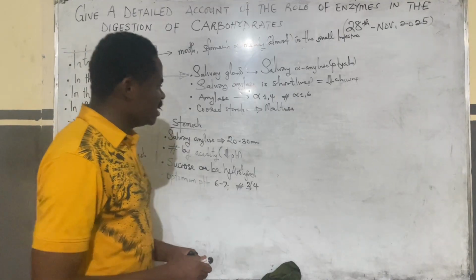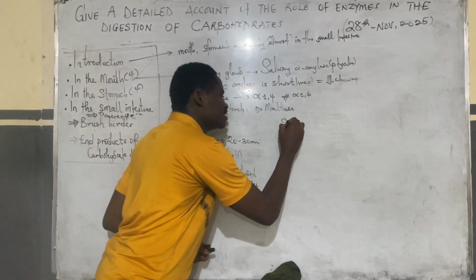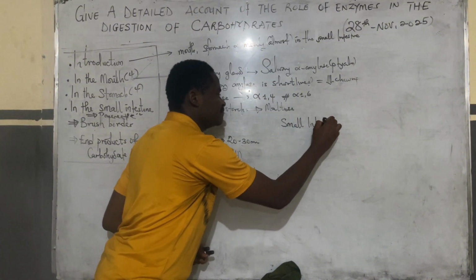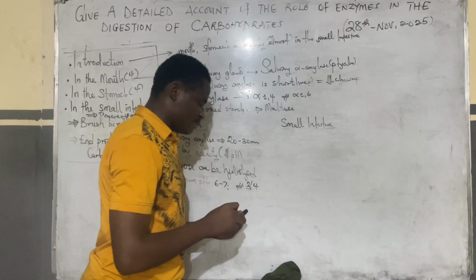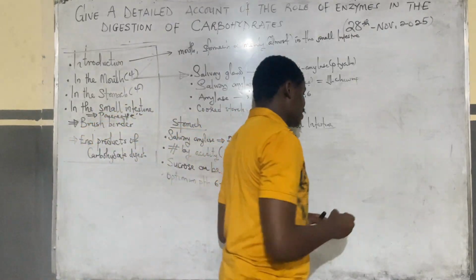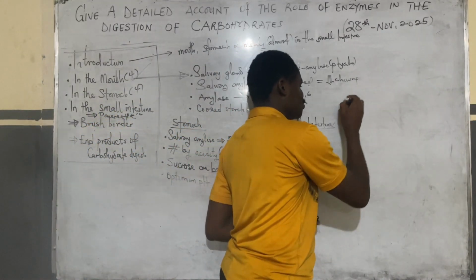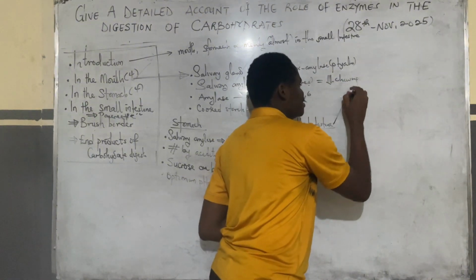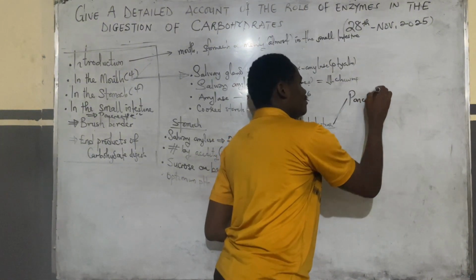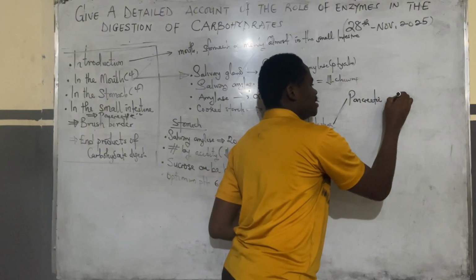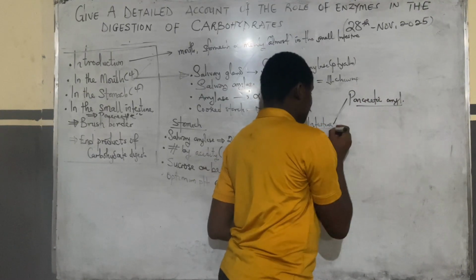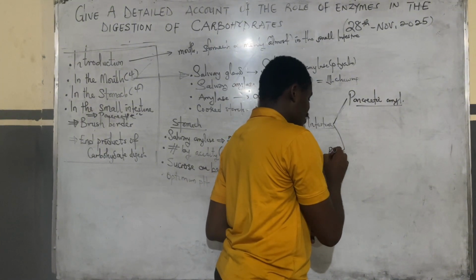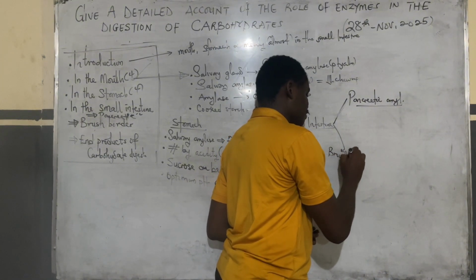Now, in the small intestine, what are the things to talk about? In the small intestine, what happens is this. You are going to divide the small intestine into 2. You divide it into what happens because of the pancreatic amylase, and then you are going to talk about what happens because of the brush border enzymes. The brush border.